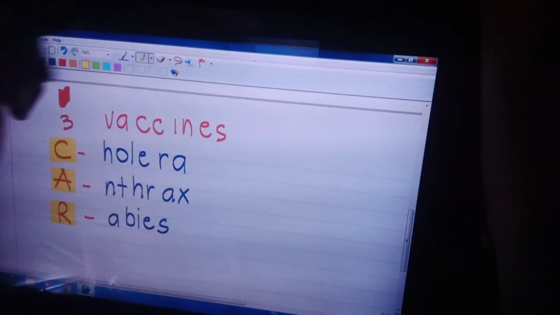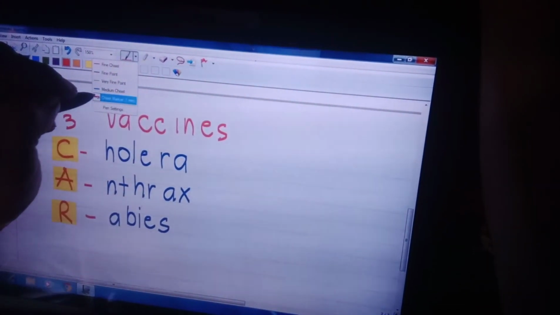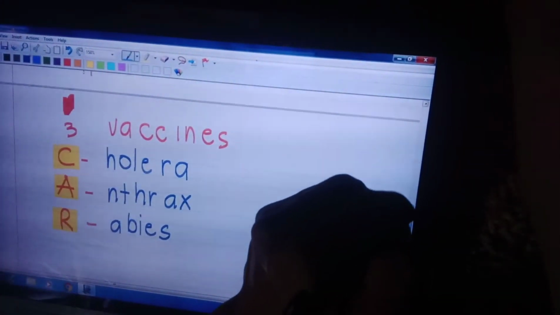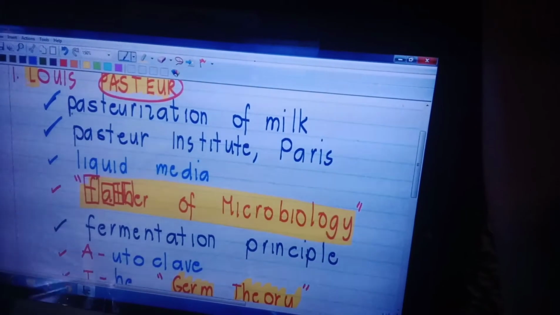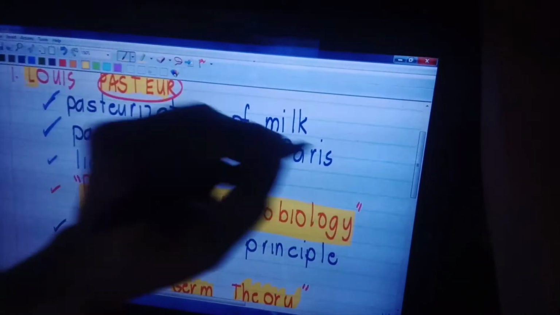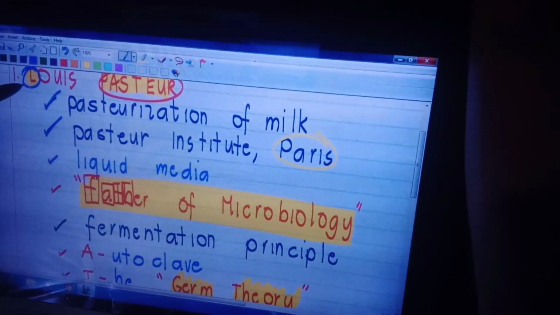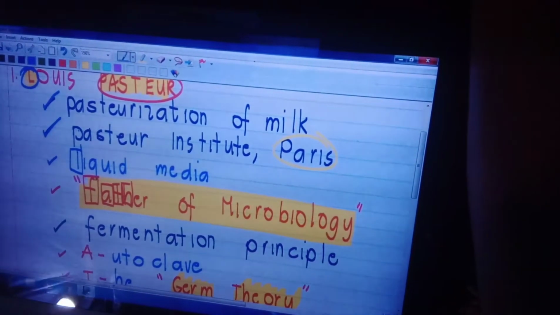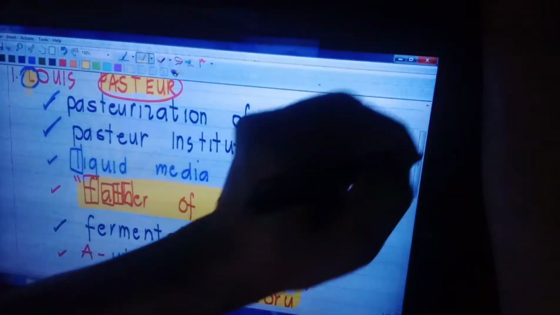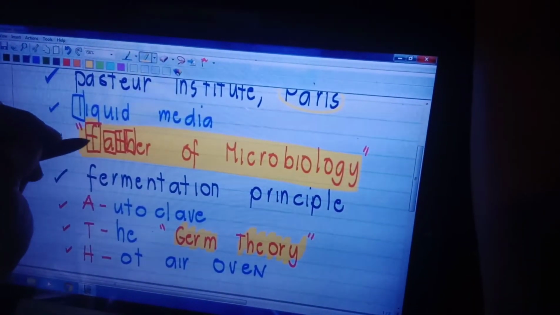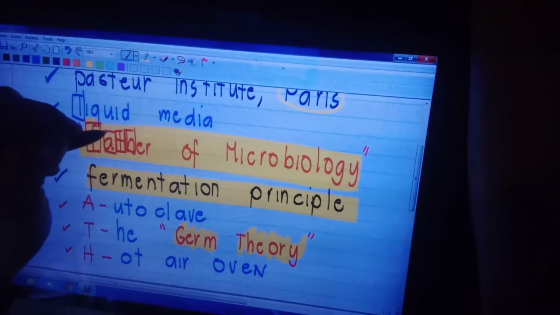Just to summarize lang natin, Louis Pasteur postulated, ano yung kanyang pinostulate? Pasteurization of milk. What else? Established your Pasteur Institute located in Paris. Also, yung letter L doon sa kanyang pangalan, para hindi mo makalimutan, L, liquid media. The most important, father of microbiology, Louis Pasteur. Sa letter F na yan, anong letter F? That is your fermentation principle. Another, take that alphabet letter A, T, H.